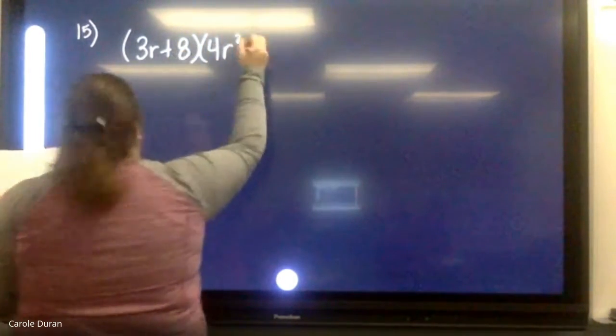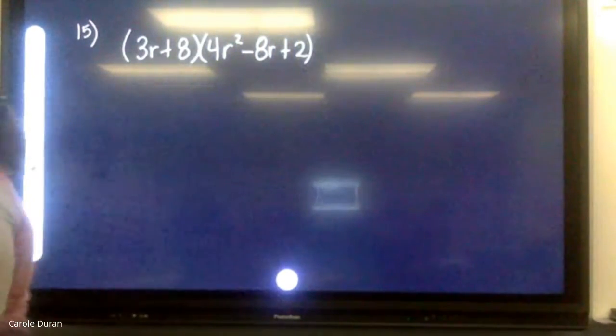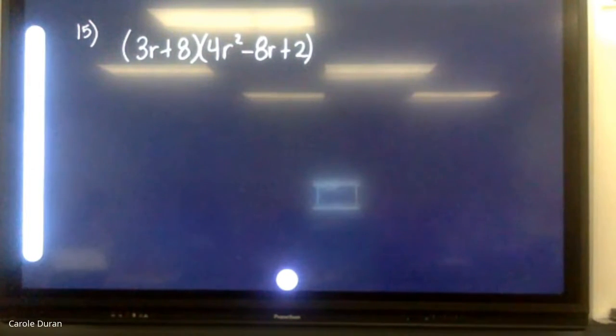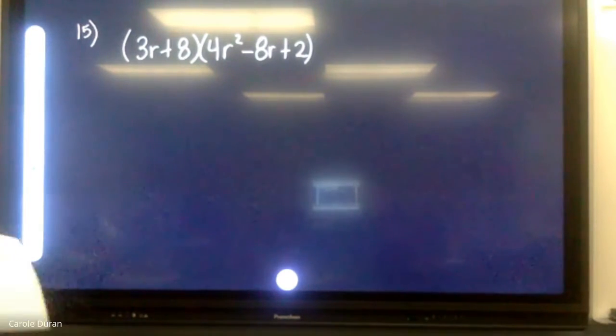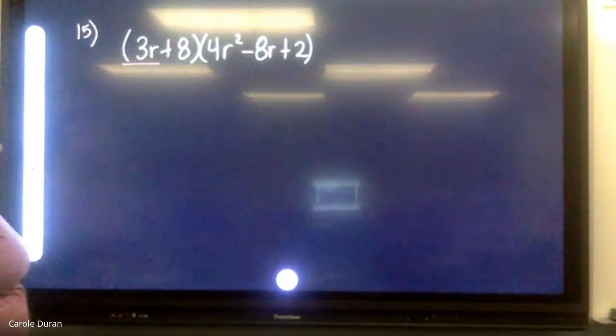Okay, 15 is an even more fun one. So we have 3r plus 8 times 4r squared minus 8r plus 2. What am I doing with these two factors? Multiplying, and when we multiply things like this, we distribute or FOIL them out. So we're going to color code this just to make sure you guys are following through correctly. When I color code this, I'm going to take 3r and multiply it into all three of the terms in that second factor.